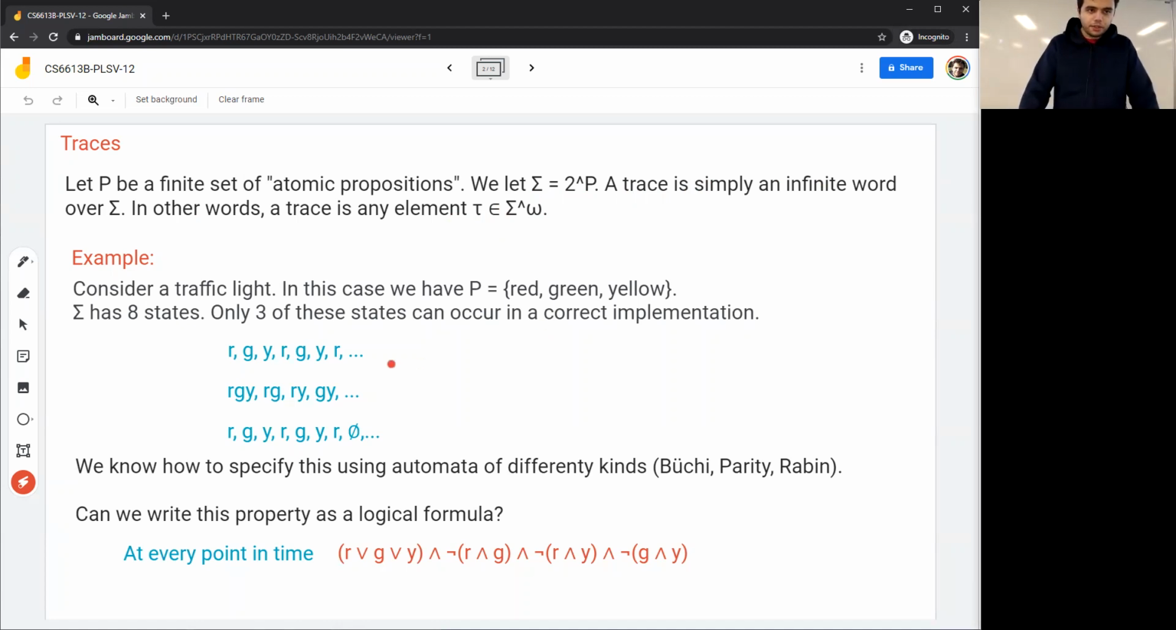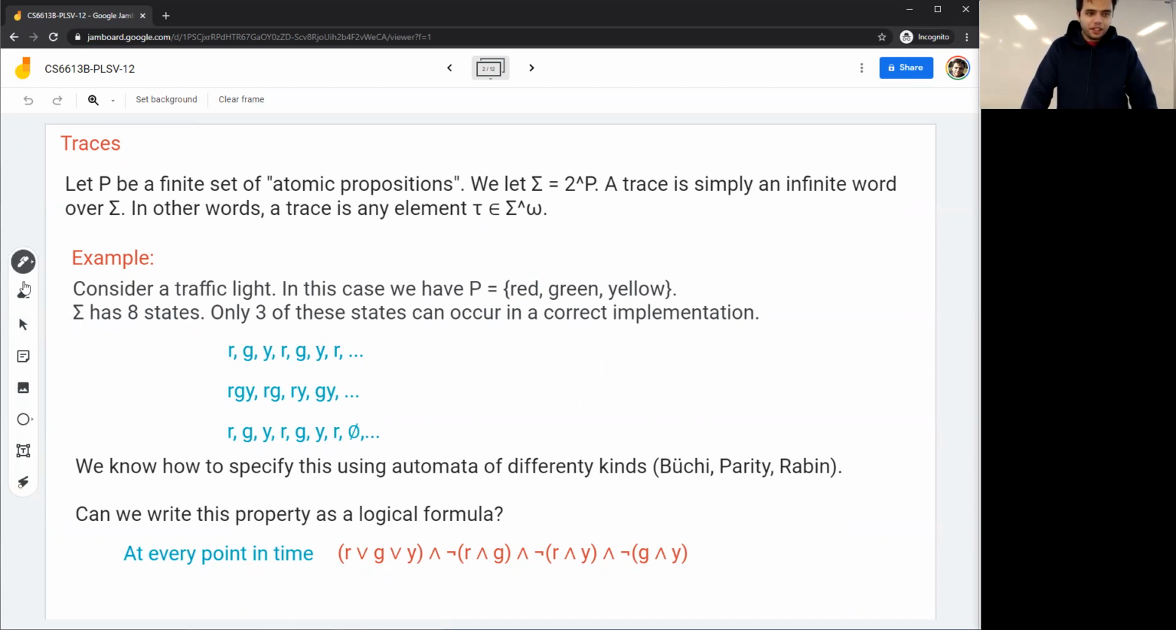Okay. So here's a very basic example. Consider a traffic light. Let's say that it has 3 different lamps for red, green, and yellow. So our basic atomic propositions can just be red, green, or yellow, and each of these can be on or off, right? So our traffic light has 8 states overall, because 2 to the power of 3 is 8. And actually, in a correct implementation of this traffic light, only 3 of these states can occur, right? So you shouldn't really have 2 colors at the same time, unless your traffic lights are weird.